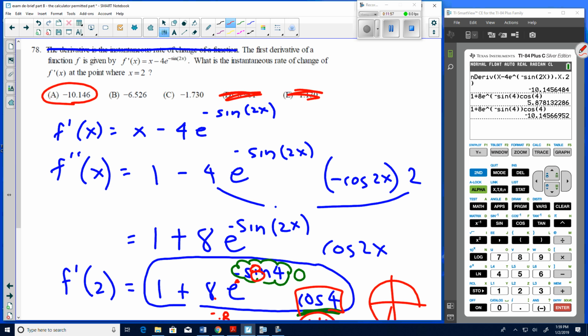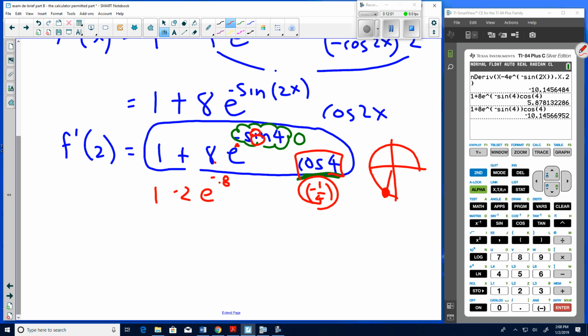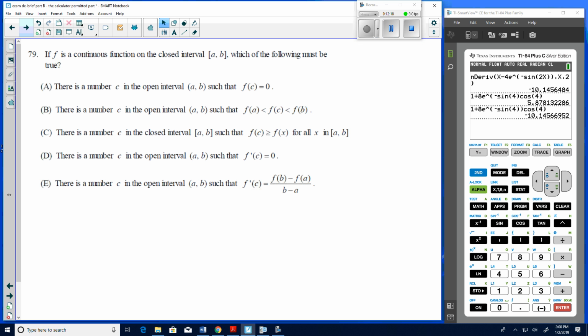Why could we get negative 10? I don't know. This is 1 minus 2 over e to the 0.8. I don't see it easily. So I hope you have your calculator. Easy problem with the calculator. Here's a problem where there's, again, no numbers. Calculator doesn't do us any good here.